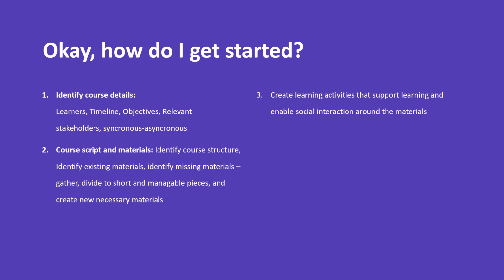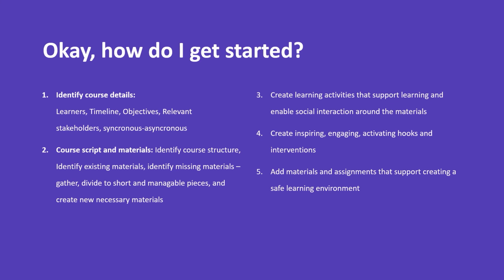Create learning activities that support learning and enable social interaction around the materials, and also activities that support the objectives of your course. Create inspiring, engaging, activating hooks and interventions to the beginning of the course itself, to the beginning of each module, and in between contents to prevent dropout and the drop of motivation. Then add materials and assignments that support creating a safe learning environment, especially at the beginning of the course, but also along the way. And then remember to collect feedback.